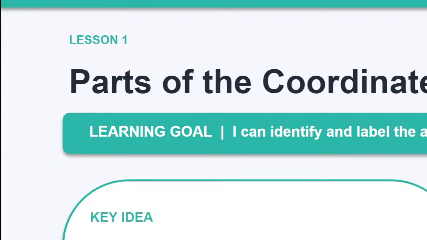Parts of a coordinate plane. Learning goal: I can identify and label the axes, origin, and 4 quadrants. The x-axis runs left and right. The y-axis runs up and down. They meet at the origin, which is (0, 0). The axes divide the plane into quadrants 1, 2, 3, and 4. Remember, quadrants are numbered counterclockwise, beginning in the upper right.